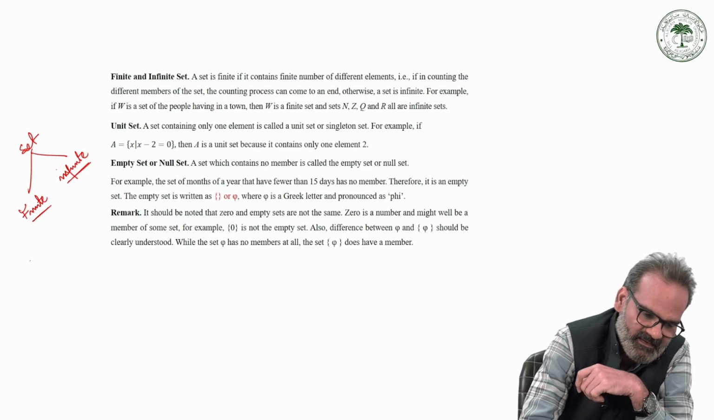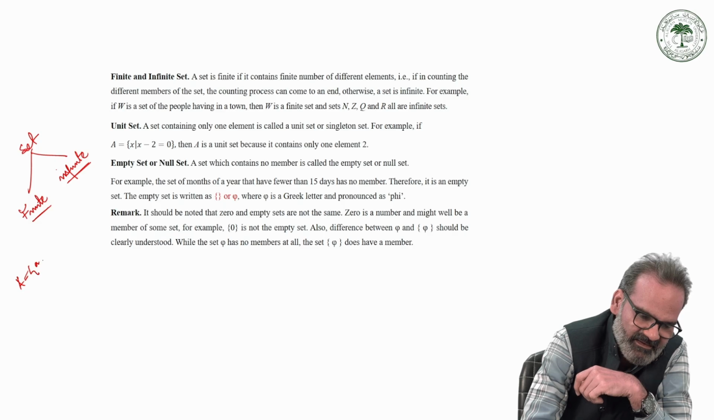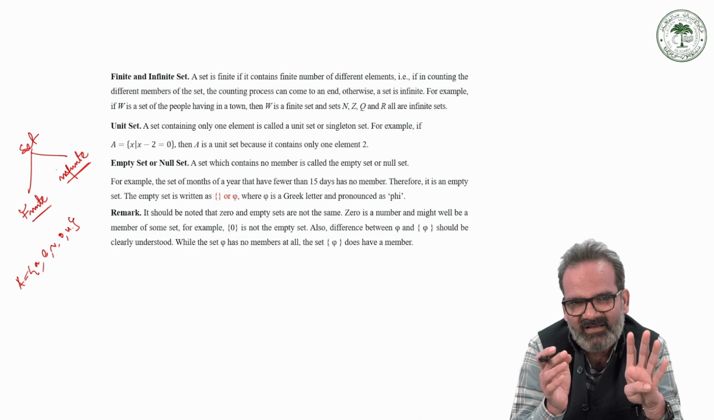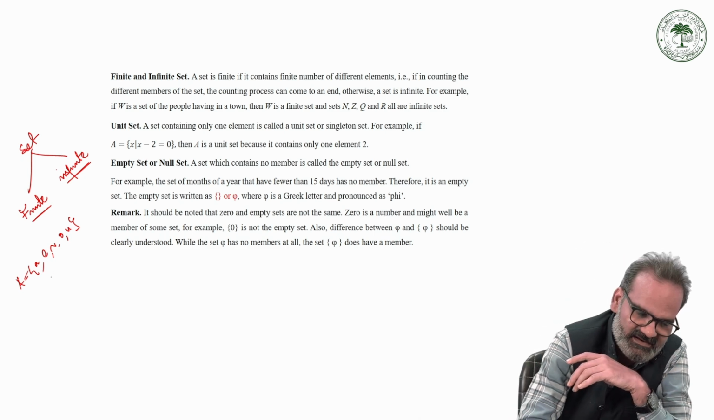For example, if I say the set A = {a, e, i, o, u}. This is the set of vowels. It contains 5 elements. So it's a finite set. If we write P = {a, b, c, and then up to z}.